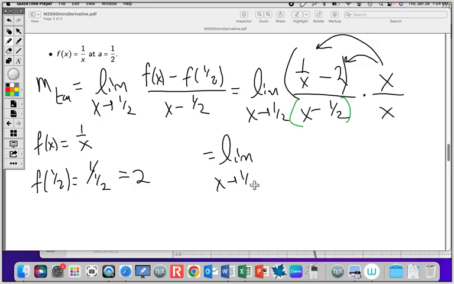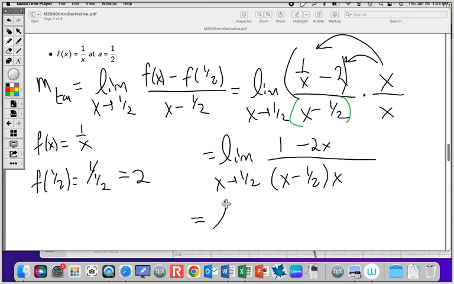Limit as x goes to 1/2 of. Now the denominator we're not going to multiply out, because we're hoping to cancel the x minus 1/2. Let's see what happens in the numerator. x times 1 over x leaves 1 minus 2x. And if I want to get an x minus 1/2 out of that, I'm going to have to factor out the coefficient of x, which is a negative 2.